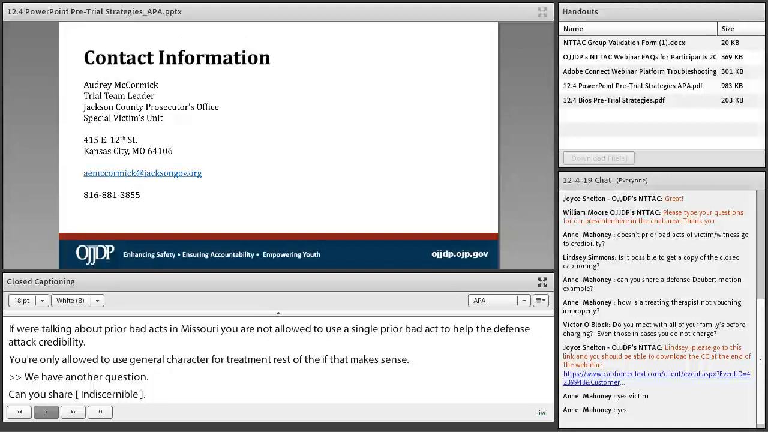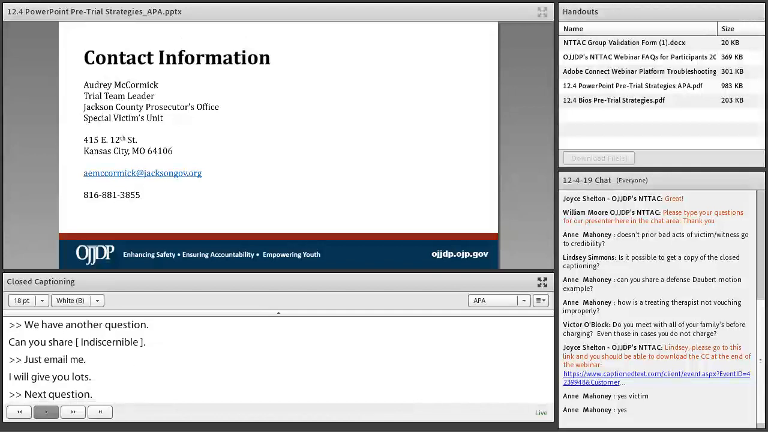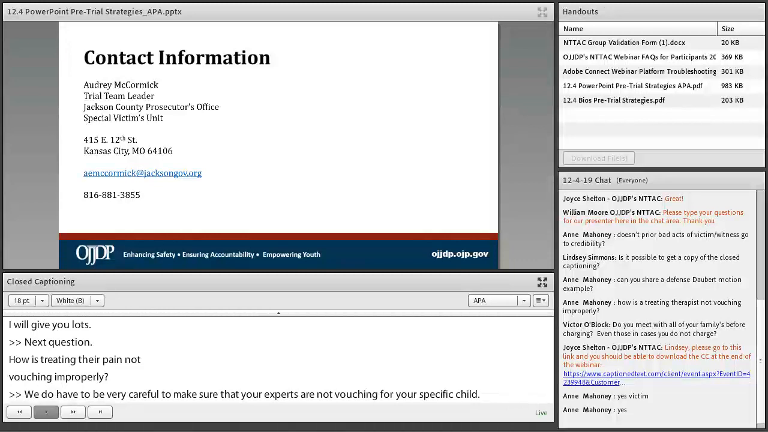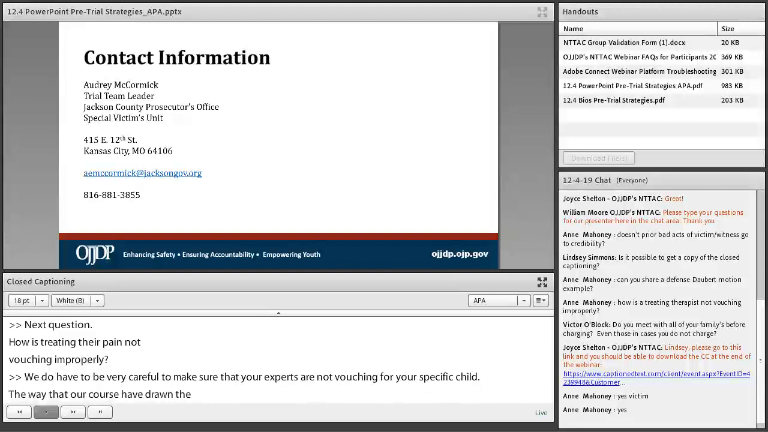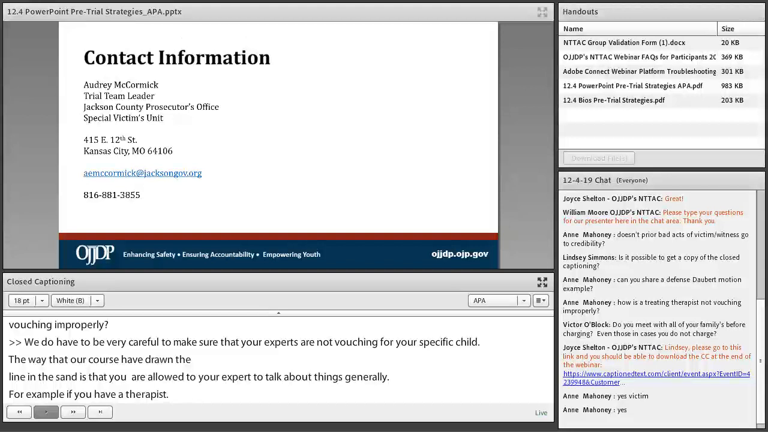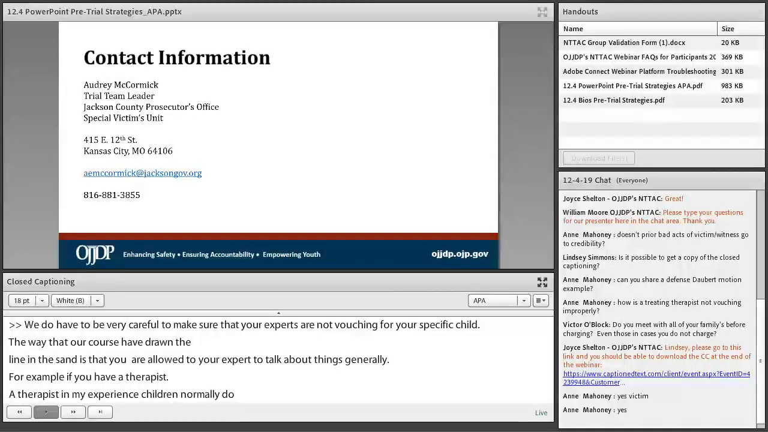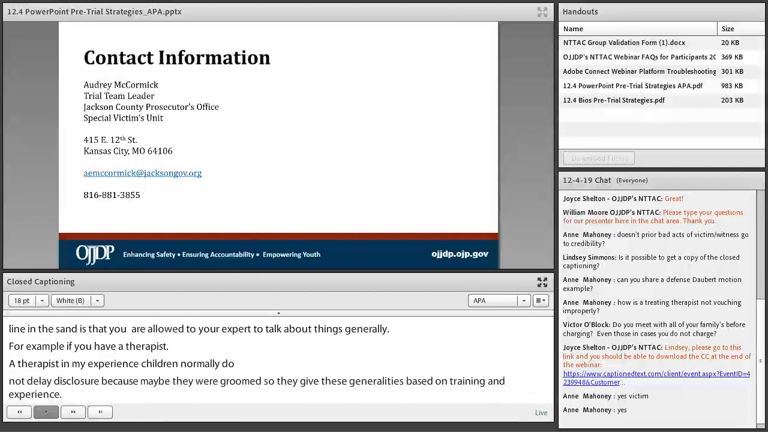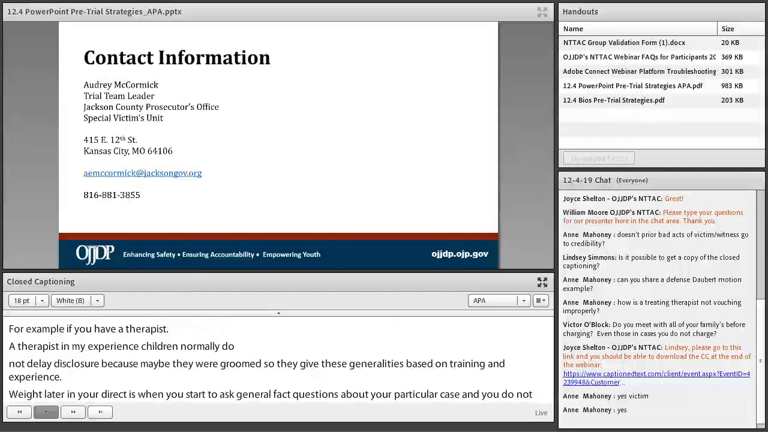Okay, next question. How is a treating therapist not vouching improperly? So we do have to be very careful to make sure that your experts are not vouching for your specific child. And the way that our courts have basically drawn the line in the sand is that you are allowed to use your expert to talk about things generally. For example, if you have a therapist, in my experience, children normally do not immediately disclose their abuse because of many factors, including a change in family dynamic. Maybe they were groomed. And so they give all these generalities based on training and experience. And then way later in your direct is when you start to ask general fact questions about your particular case, and you do not tie the therapist's training and experience to the child's experience during that direct examination. You do it during closing.